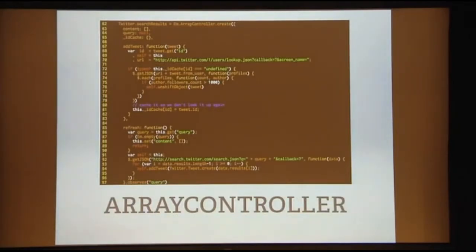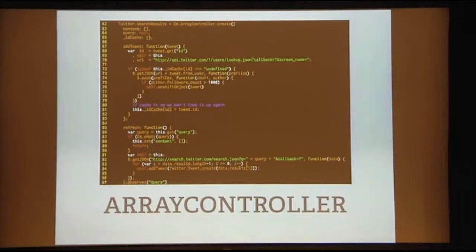And the other thing is the array controller, which means I'm going to have an array of quite a few objects that are actually that tweet object, the one that was created in the last one. So at the top, there's content and query and ID cache. But line 67 is when I get a tweet from the Twitter API, and I want to say, should I display this or not? I want to go through and look up the number of followers they have. And if they have more than 1,000 followers, I want to put them in the array. And there's a little bit of stuff there that keeps you from duplicating the same record as you search over and over. And then the refresh function is called every time, if you see on line 97, it observes query.